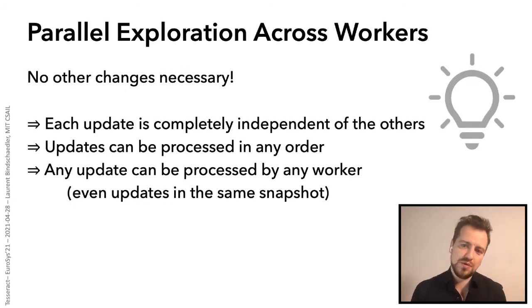So how does this work when we have multiple workers? Well, interestingly, it works exactly the same way. There's no need to change anything else. We basically get parallel exploration for free. And this is because each update and its exploration is completely independent of the others thanks to the techniques that I described before. Now, this also means that updates can be processed in any order and that any update can be processed by any worker. In particular, it also means that several workers can process different updates in the same snapshot without having to coordinate.